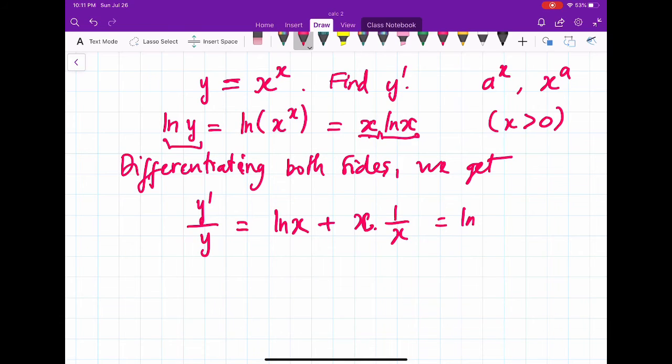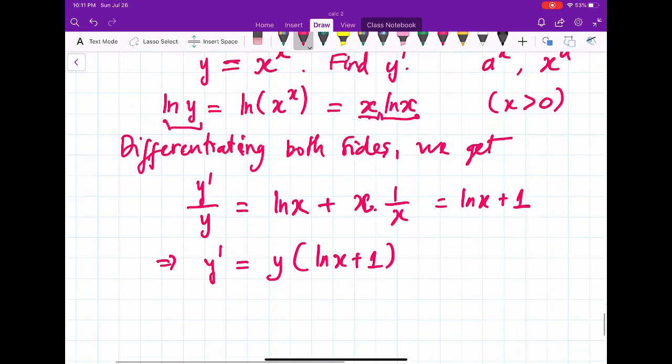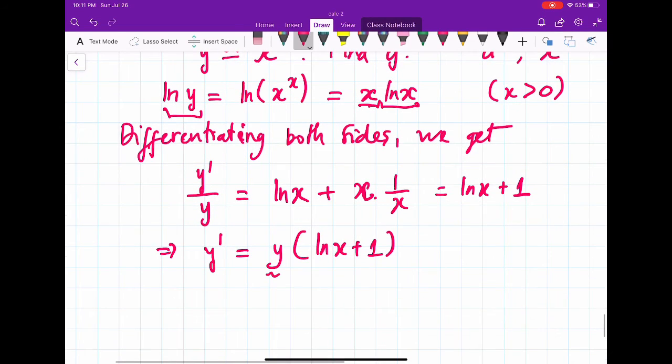This is ln x plus 1, right? From here I get y prime equal to y times (ln x plus 1). But we know y, right? So that is just x to the x times (ln x plus 1). Okay? We use this a lot.